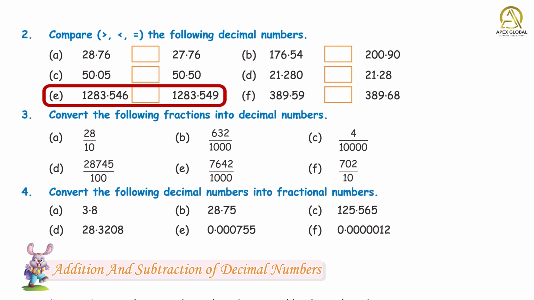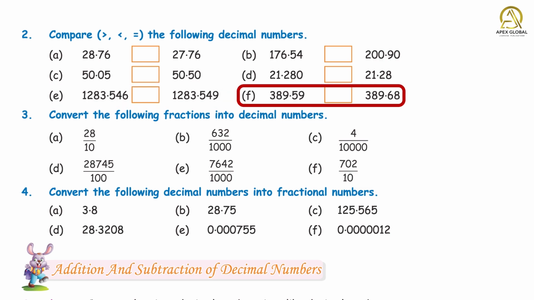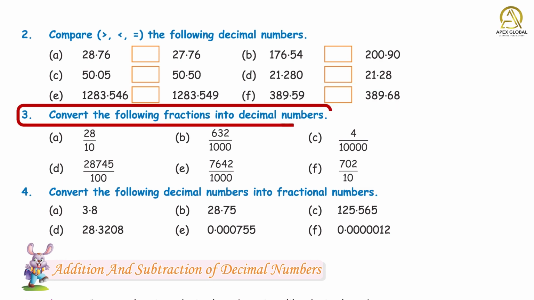E. 1283.546, 1283.549. F. 389.59, 389.68. Question 3. Convert the following fraction into decimal numbers.